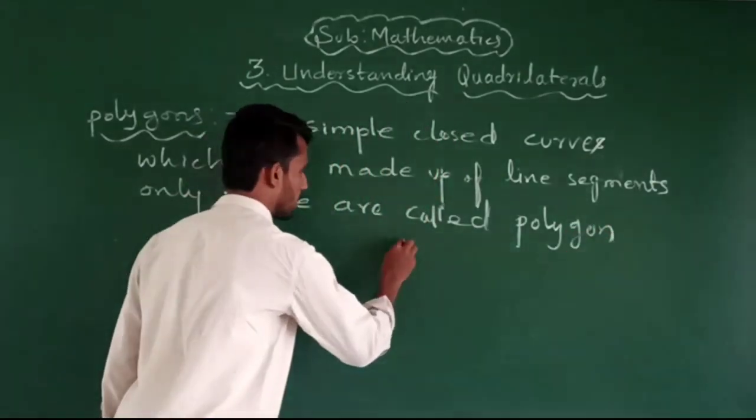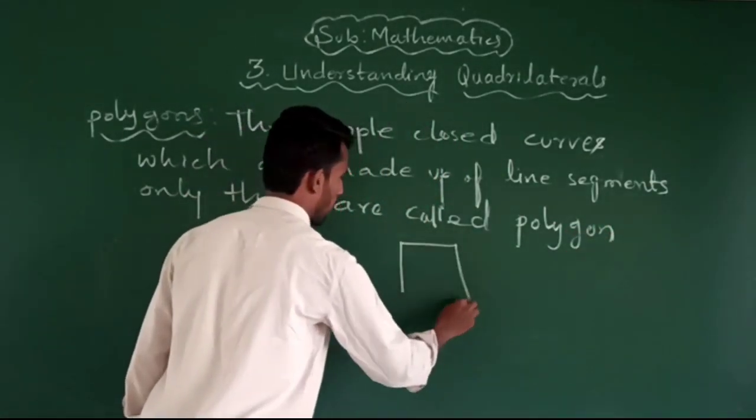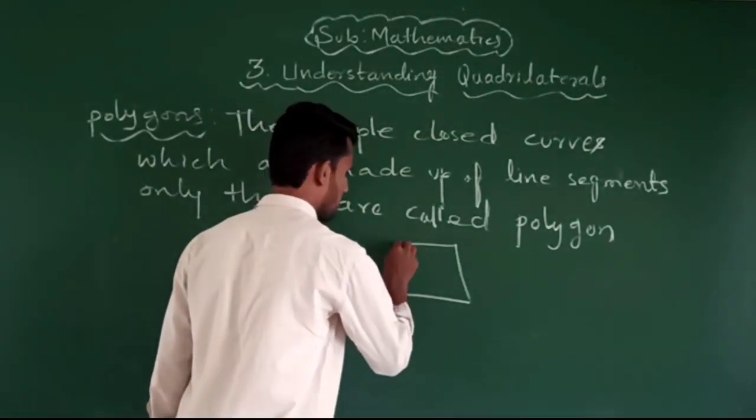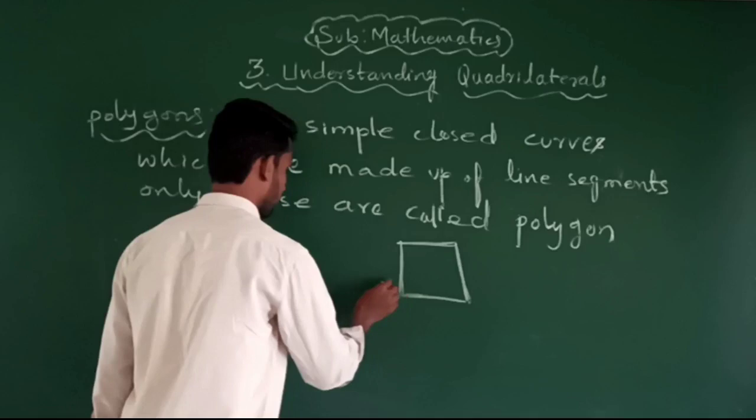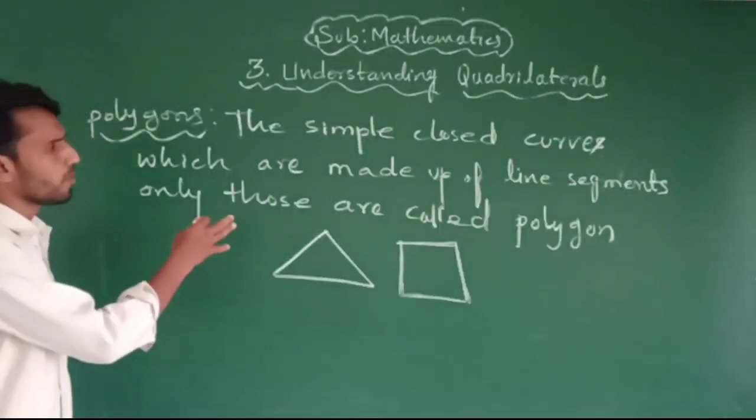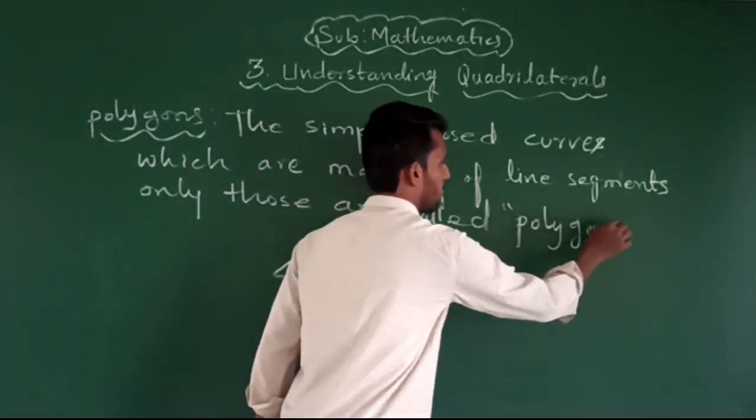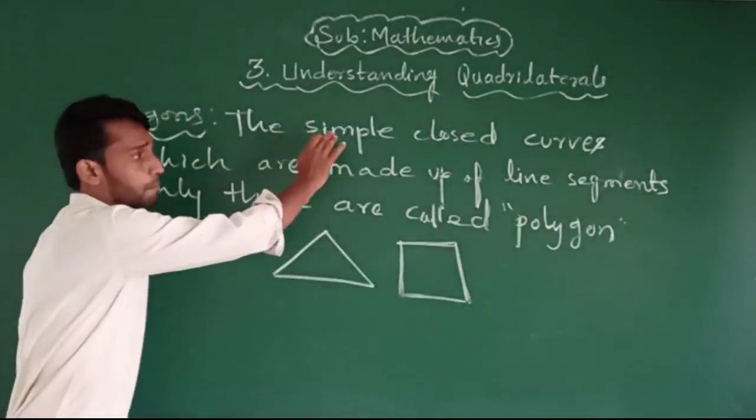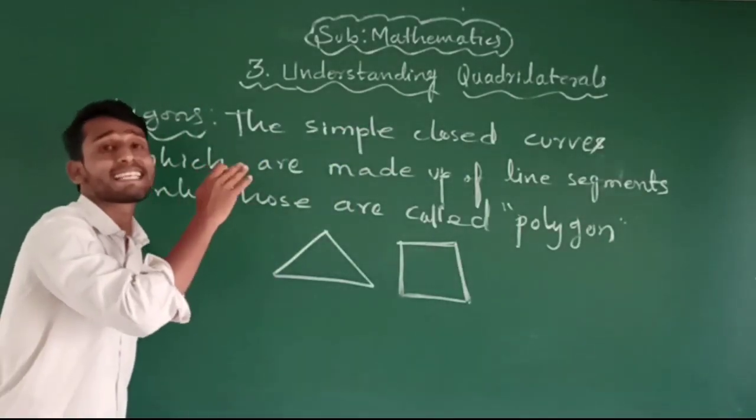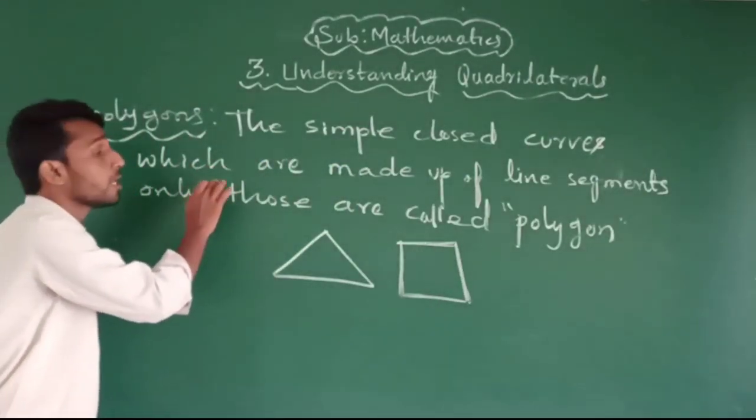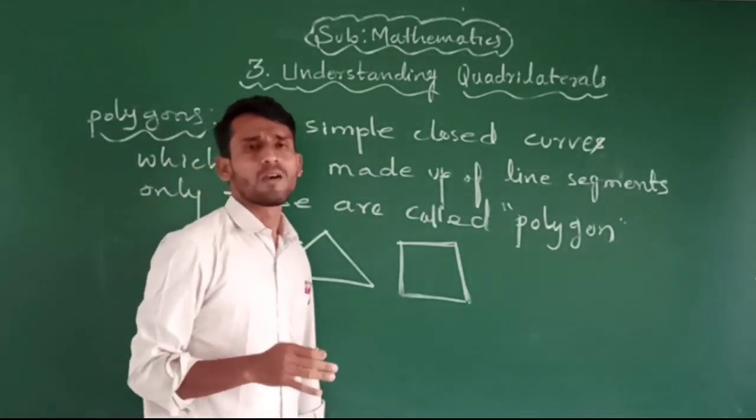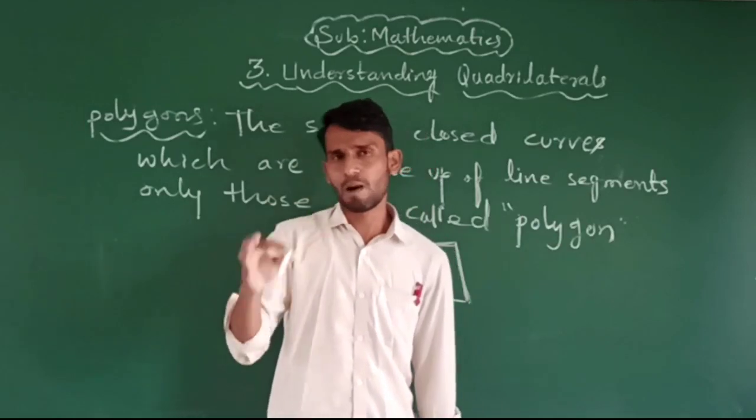For example, you take a quadrilateral, you take a square, a triangle. See, these all we will call polygons. Polygons mean the simple closed curves which are made up of line segments only. Those are called polygons. Okay, dear students, here we have some different types of polygons.